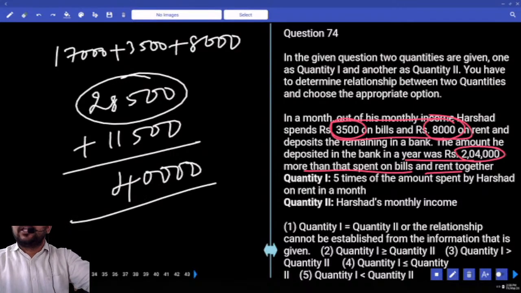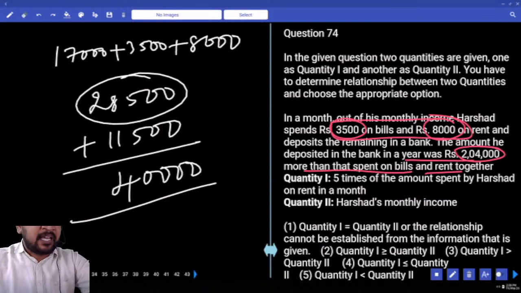Are you clear, Nana? Once again I am explaining. 3,500 on bills and 8,000 on rent. After spending 11,500, the remaining 28,500 they deposited in the bank. Therefore, total monthly income is 40,000. Are you clear, Nana?